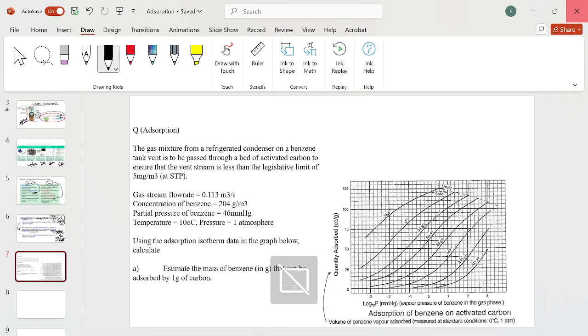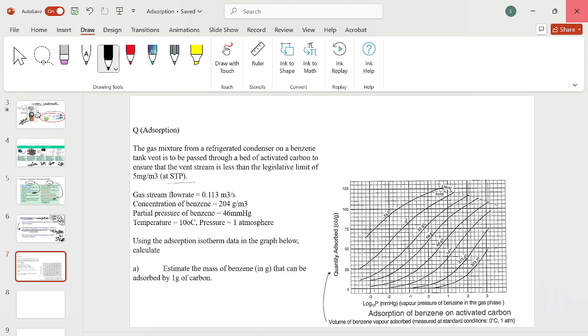Let's say we have an example here. The gas mixture of a refrigerated condenser on a benzene tank vent is to be passed through a bed of activated carbon to ensure that the vent is less than the legislative limit of 5 mg per meter cube at STP, standard temperature and pressure. Gas stream flow rate, concentration of benzene, partial pressure of benzene, and temperature are given. So we'll start with part A. Estimate the mass of benzene in grams that can be adsorbed by 1 gram of carbon.